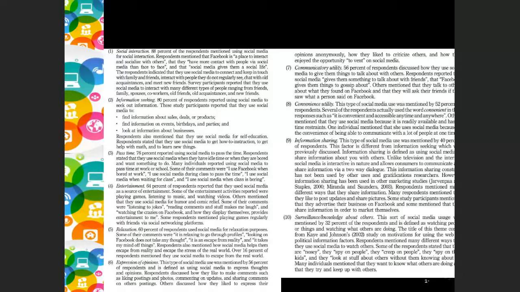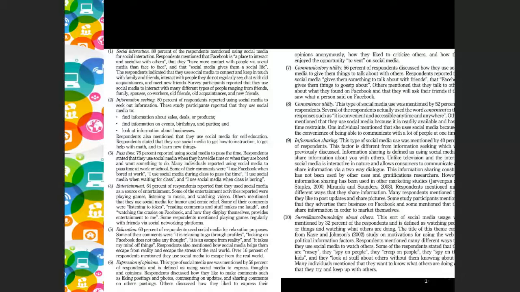Relaxation. They found it was relaxing going through profiles. Not really one of my prime motives, but express opinions. That makes sense. A lot of people do that. Some people just lurk and don't express opinions. Some people are looking to express their opinion, whether you're interested in it or not. Communicatory utility. You talk with others. Maybe people that you don't see face-to-face anymore, but you use it to communicate or chat or gossip.